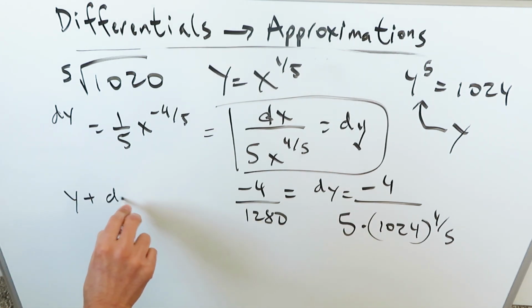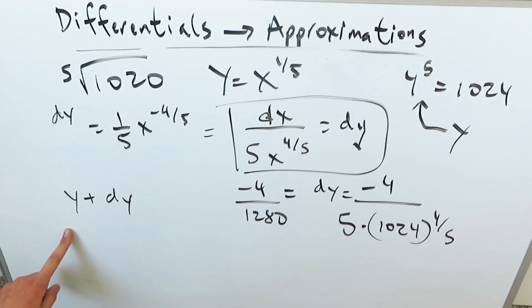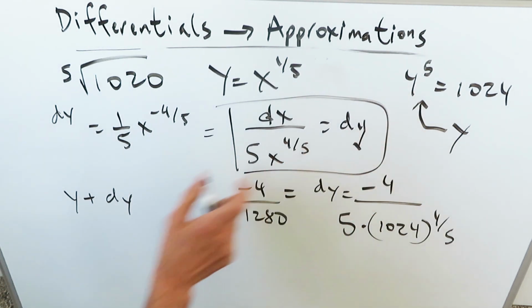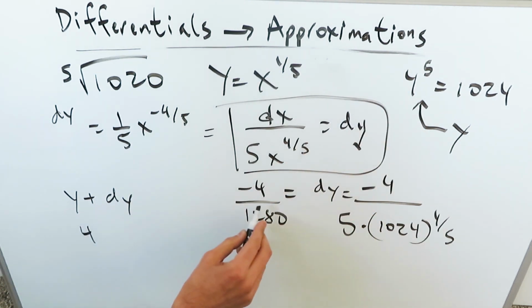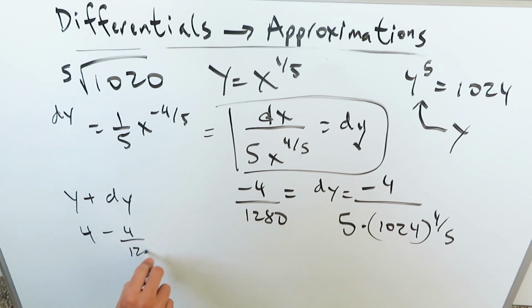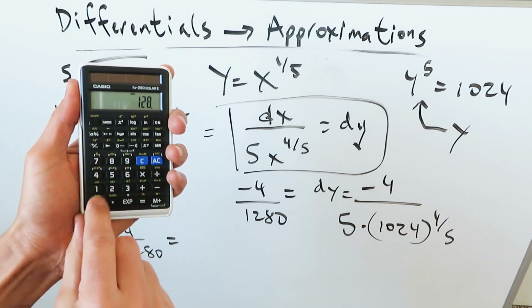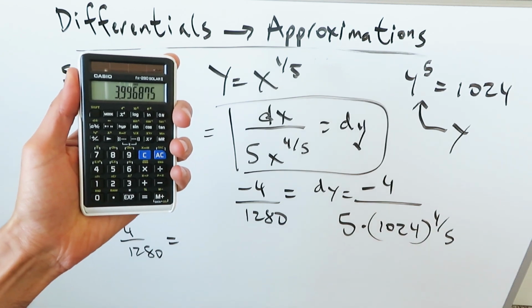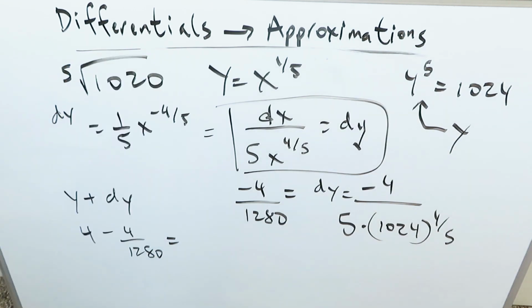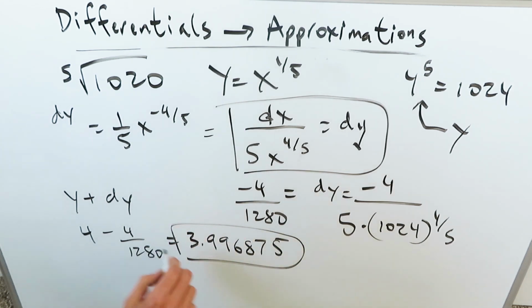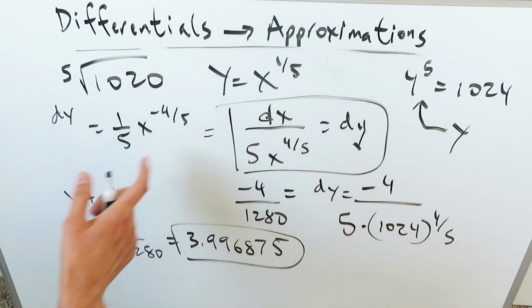Y plus dy gives you your end result of your approximation. My y here is what? The base here, 4. My dy is the end result of this, minus 4 over 1280. Do this computation. You can do it on your calculator and we'll bring out our approximated value. 4 minus 4 divided by 1280. My end result here is 3.996875. Let's bring it out and let's write it out. 3.996875. It should not be exactly the same as this, but it will be very close to it.